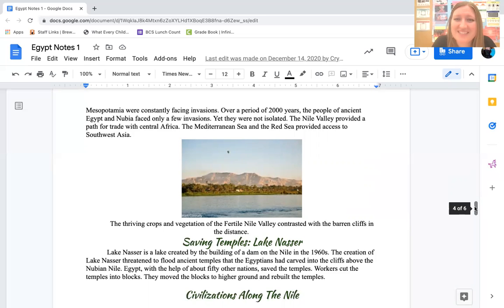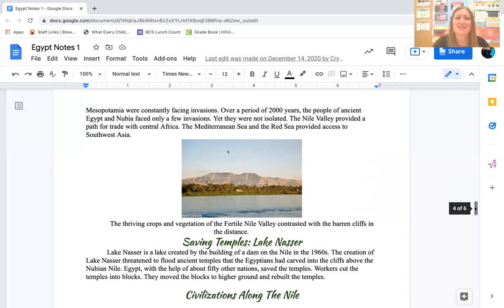Yet they weren't isolated. They still had contact with everybody else. The Nile Valley provided a path for trade with Central Africa. If they want to go further into Africa, you can. And you can trade with those people and you can make money. And those people can make money. It's pretty good. The Mediterranean Sea and the Red Sea provided access to Southwest Asia. So yeah, you can cross the Indian Ocean and trade with India. And of course, you can cross over the Sinai Peninsula and trade with Mesopotamia. And later, we're going to see the Egyptians also trading with the Romans and with the Greeks. And they're already trading with Phoenicia, which is already happening.